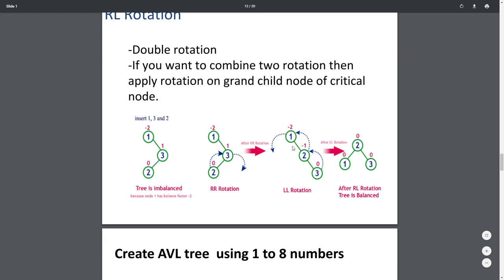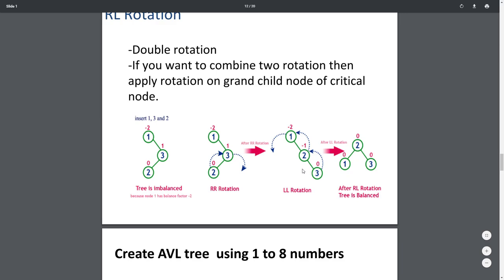Okay, now RL rotation. The new node is inserted at the left part of the right subtree. Okay, so RL rotation, left part of right subtree. Again these two rotations are there, first RR then LL. So in the RR rotation, the first rotation is applied on the grandchild of the critical node. So the grandchild is 2. So 2 will be rotated right. So 2 will be in place of 3 and 3 will be rotated right. So this tree comes.